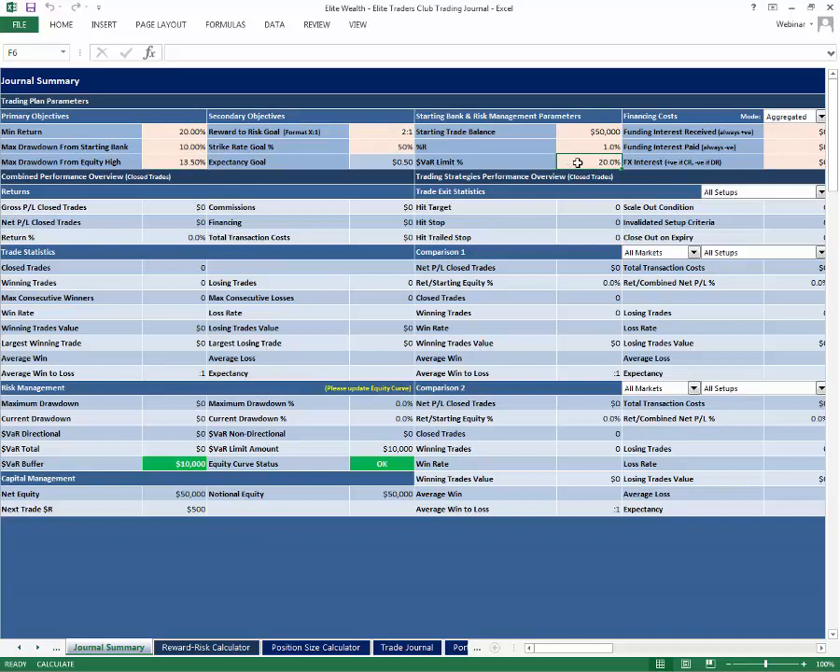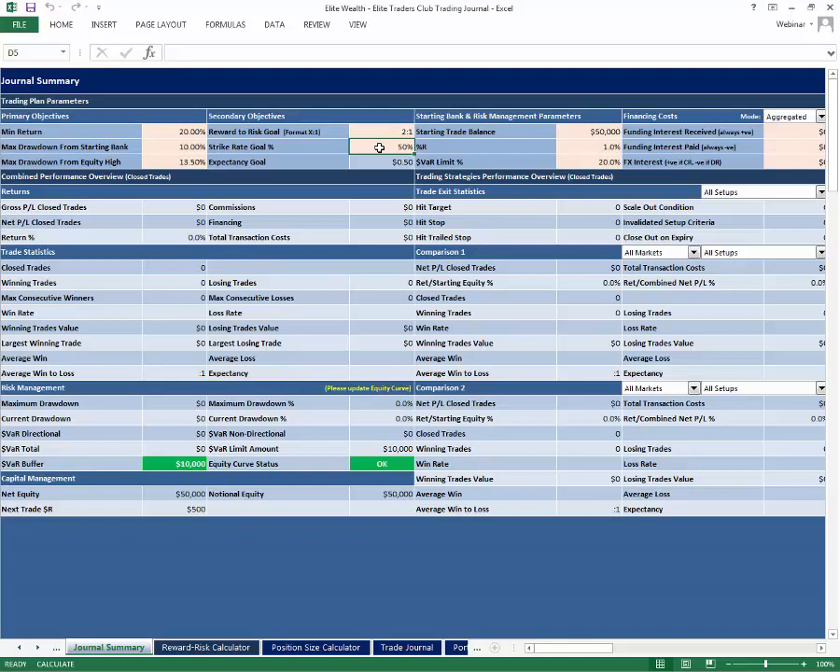Once again, you might have different numbers on there. So get these numbers from your trading plan and enter them in there. Reward to risk goal, this is fairly standard. We have a long-term reward to risk of just over 2, so 2 to 1 reward to risk, I should say. So 2 to 1 is there.